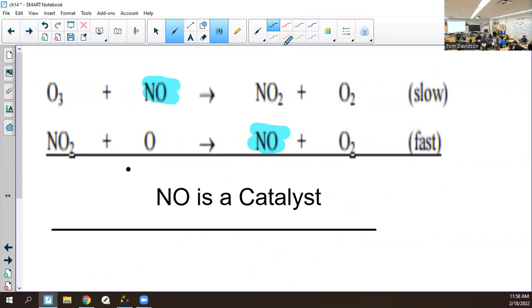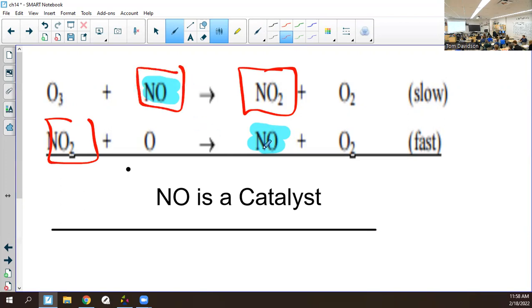Please look. Hopefully you are okay with an intermediate being produced and consumed in one in the next steps. We're all right with intermediates, right? Yeah. All right. NO wasn't produced. It was there to start with. We usually call that a reactant. But look here. NO in the second step was also given out. So it's not represented in the overall reaction.